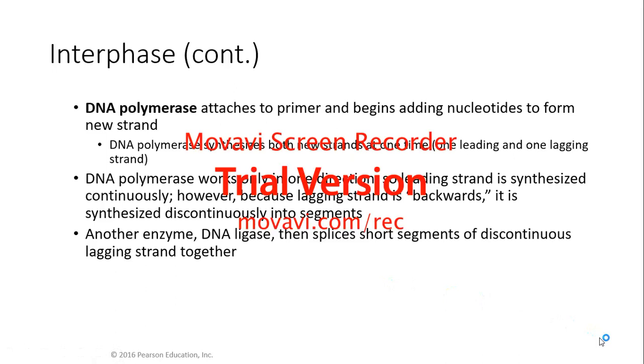And again, when you watch a YouTube video of it, it becomes a lot more clear what I'm talking about when I'm saying the lagging strand is going in the opposite direction of the replication fork, okay? And just know that you have several enzymes that take part in DNA replication, but the enzyme DNA ligase is going to splice, think of it as glue. It's going to glue the lagging strands of DNA together, so it becomes one continuous DNA strand. It's going to glue the discontinuous lagging strands together.